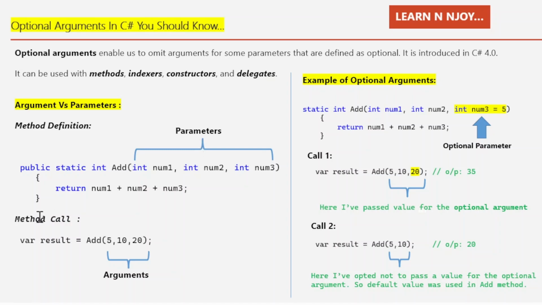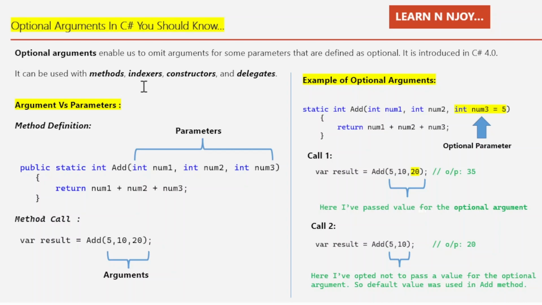Now in the method call where I'm calling this add method, I'm passing the values 5, 10 and 20. These are the arguments. Arguments are the actual values that are passed in when the method is invoked. That's what I have written: var result = add(5, 10, 20). Now we understand what arguments and parameters are.